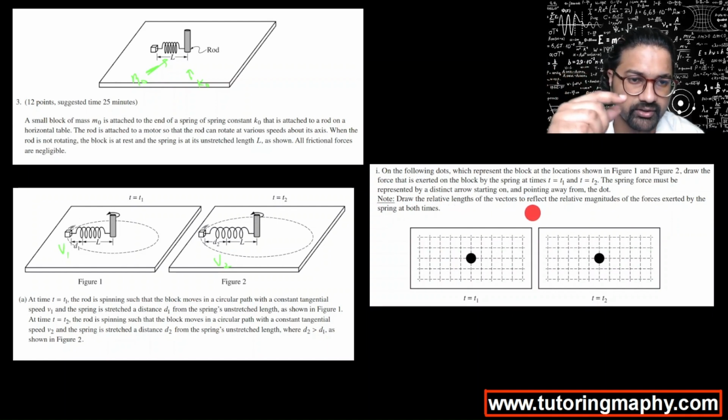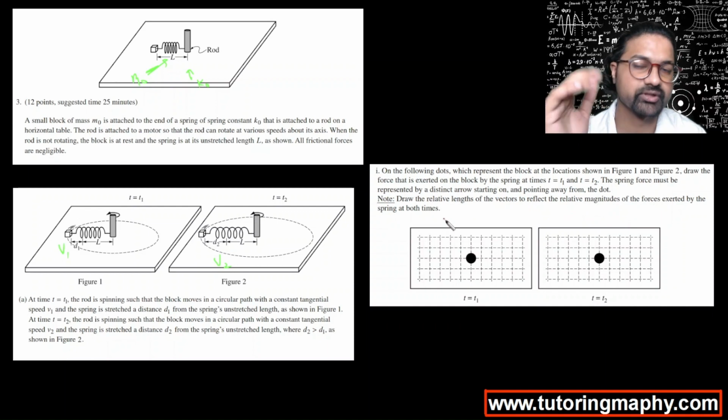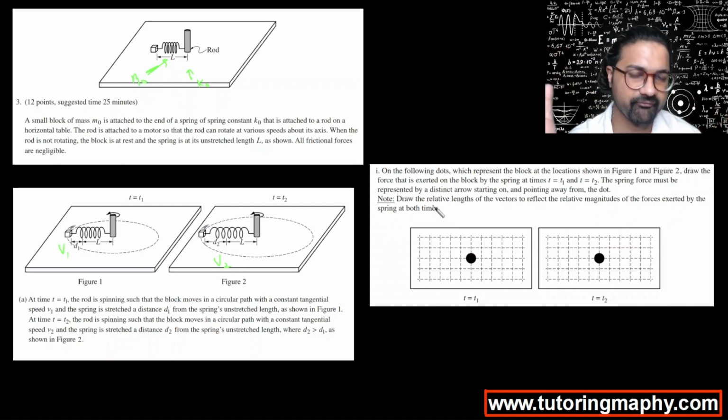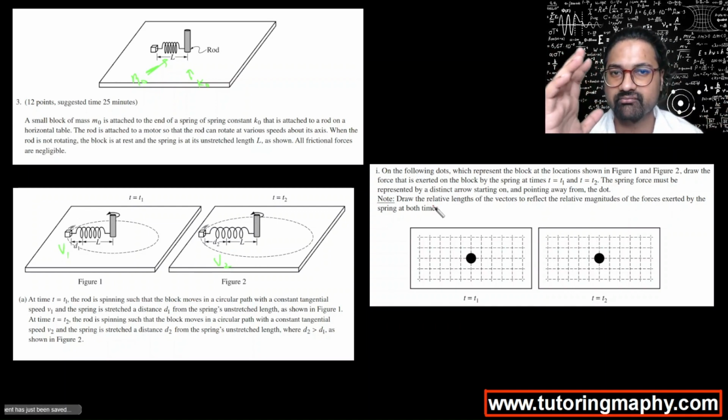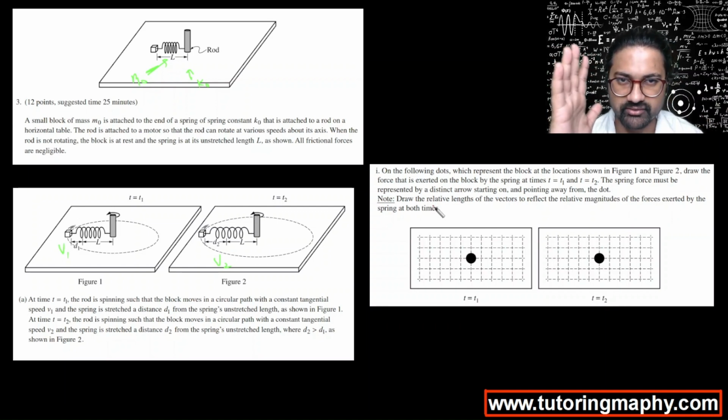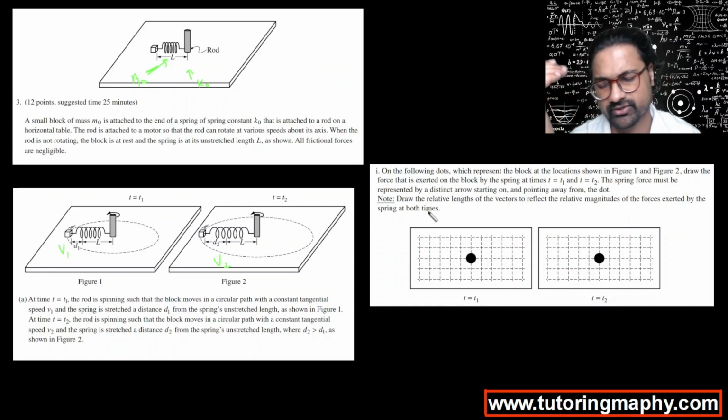Relative lengths of the vectors should reflect the relative magnitude of the force exerted by the spring at both the times. So it means that we have to draw the force exerted by the spring in situation 1 and in situation 2, keeping in mind that their relative size matters. So we have to show which one is the higher force and which one is the lower force, which is pretty straightforward.